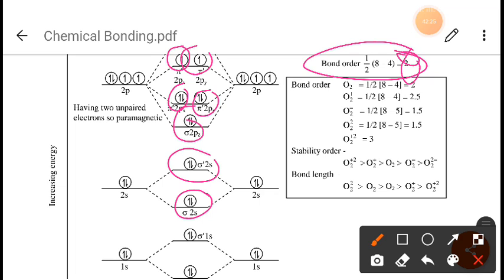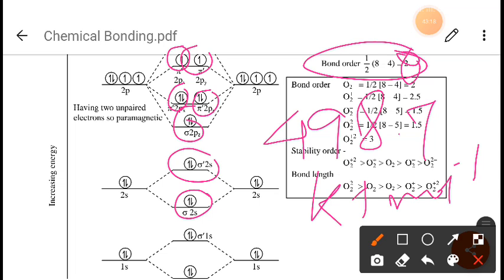Now again, when we talk about stability, the positive and high value of bond order suggests that the O2 molecule should be quite stable, okay? And this prediction is again in agreement with the observed fact. The stability of the O2 molecule is confirmed by the high bond dissociation energy, which is 498.7 kilojoule per mole, right?